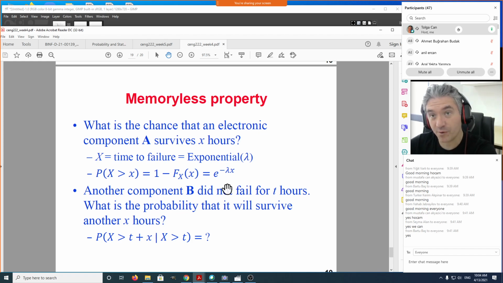In the CDF, we ask what is the probability that it's going to be less than or equal to this. Now, if you're asked what is the probability that it is larger than this? It's the complement of the CDF, basically, which gives us 1 minus the CDF.